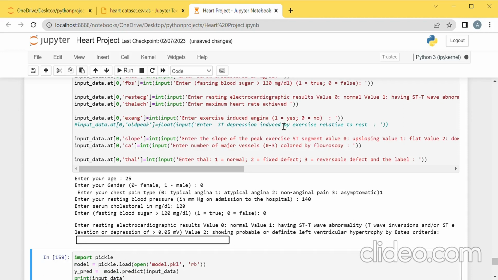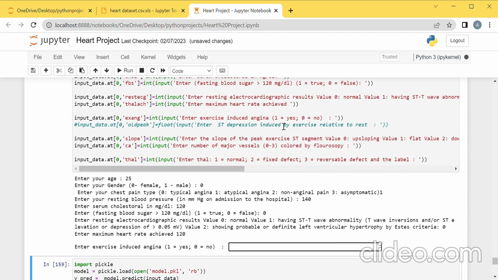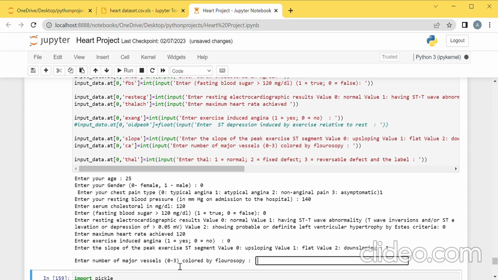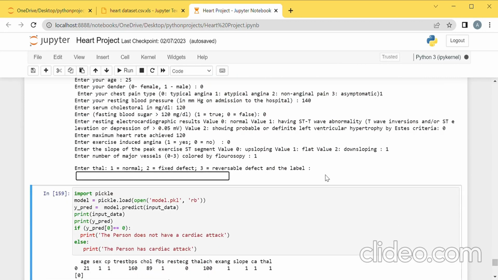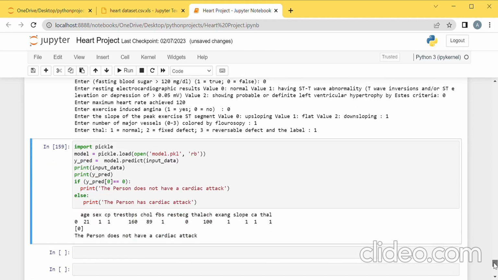Next, let's give 0, normal value, and maximum heart rate, let's give like 120. Next, let's give no. The slope of the peak, let's give this as a flat value 1. Next, this one, let's give this as normal 1, yeah, 1. And now we have got the output.